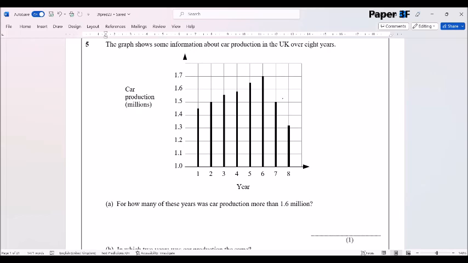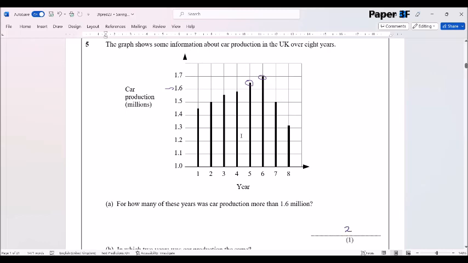Well, let's have a look. The 1.6 million figure is just here. So we're looking for this figure here and this figure here. And so it's just 2 years. So in there, we're just looking there to say that that is 2 years.